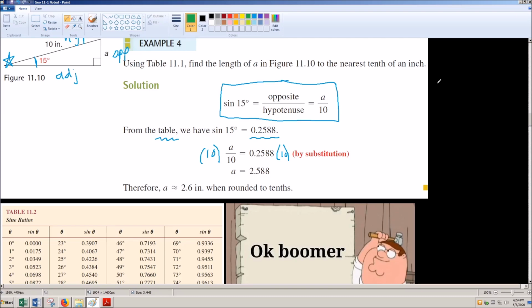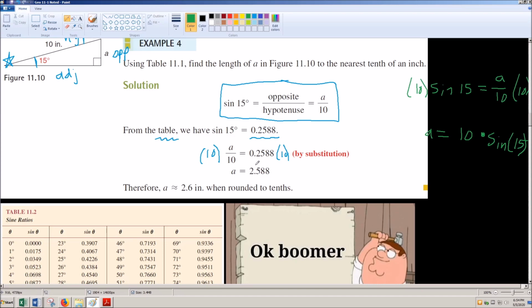So when I'm doing this, it would look like sine of 15 equals a over 10. I multiply both sides by 10. So I get a equals 10 times sine of 15. And that's exactly how I would enter it on the calculator. That way I'm not having any rounding issues here. So personally, if I were doing this, I would say my final answer would be 2.5882.